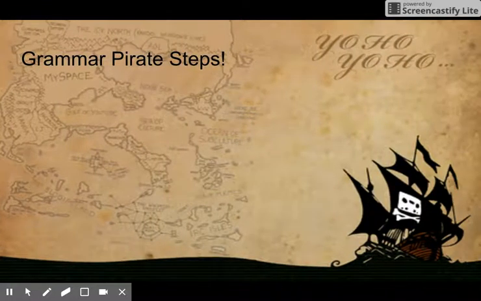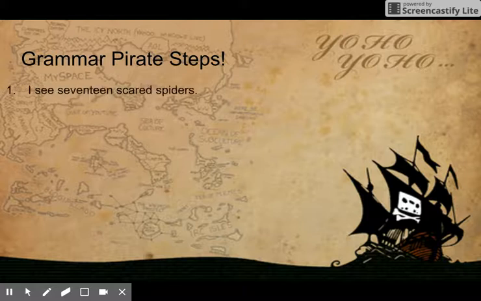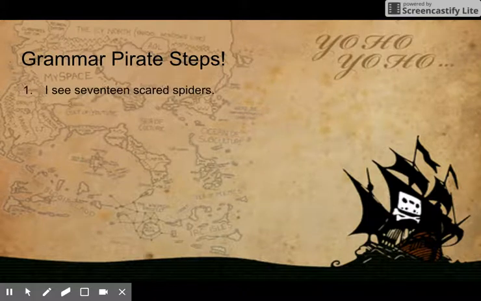All right, we're going to start going through those Grammar Pirate steps. I need you to complete steps 1 and 2. What are they again? That's right. Step 1, underline the verb. And step 2, draw the mast, which separates the subject and the predicate. So for number 1, what would you do for steps 1 and 2?